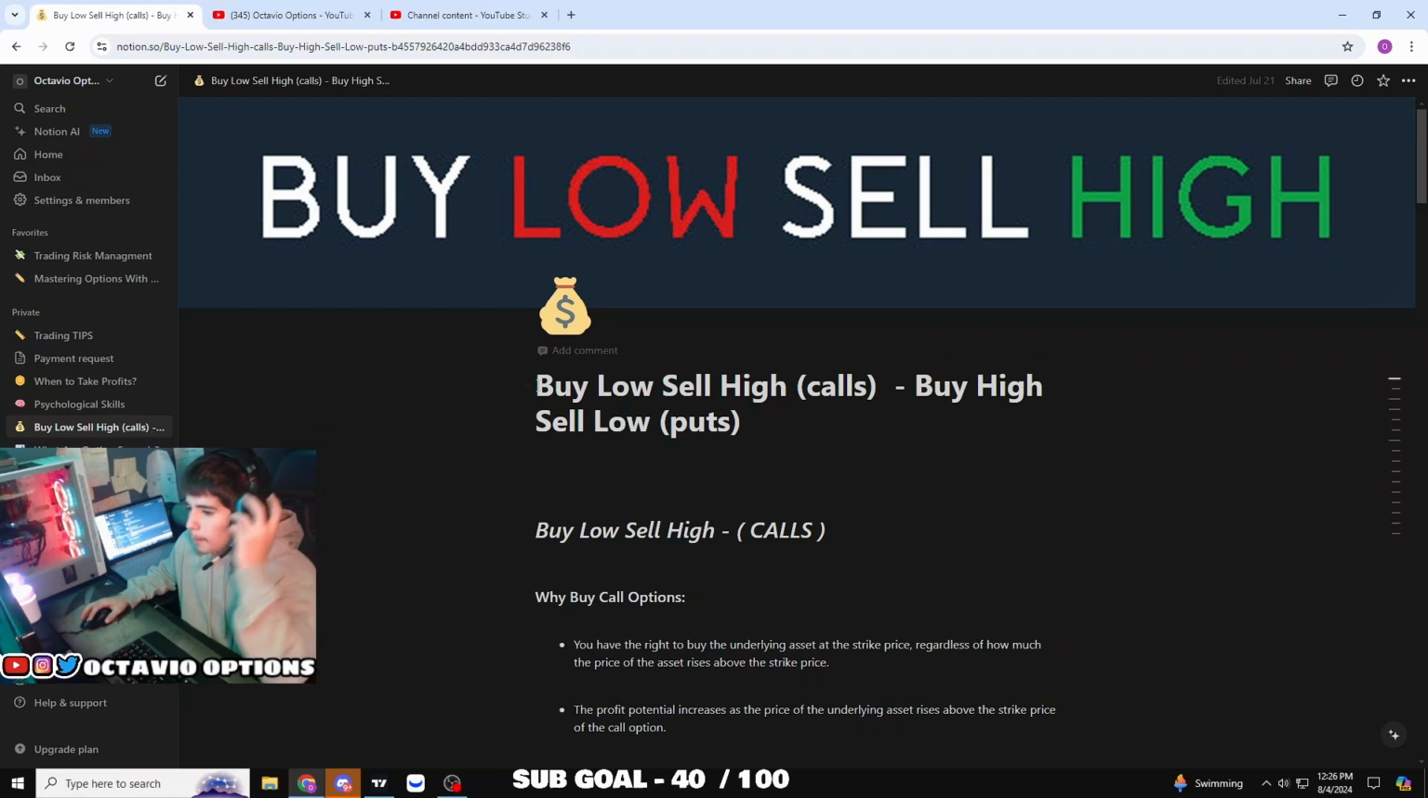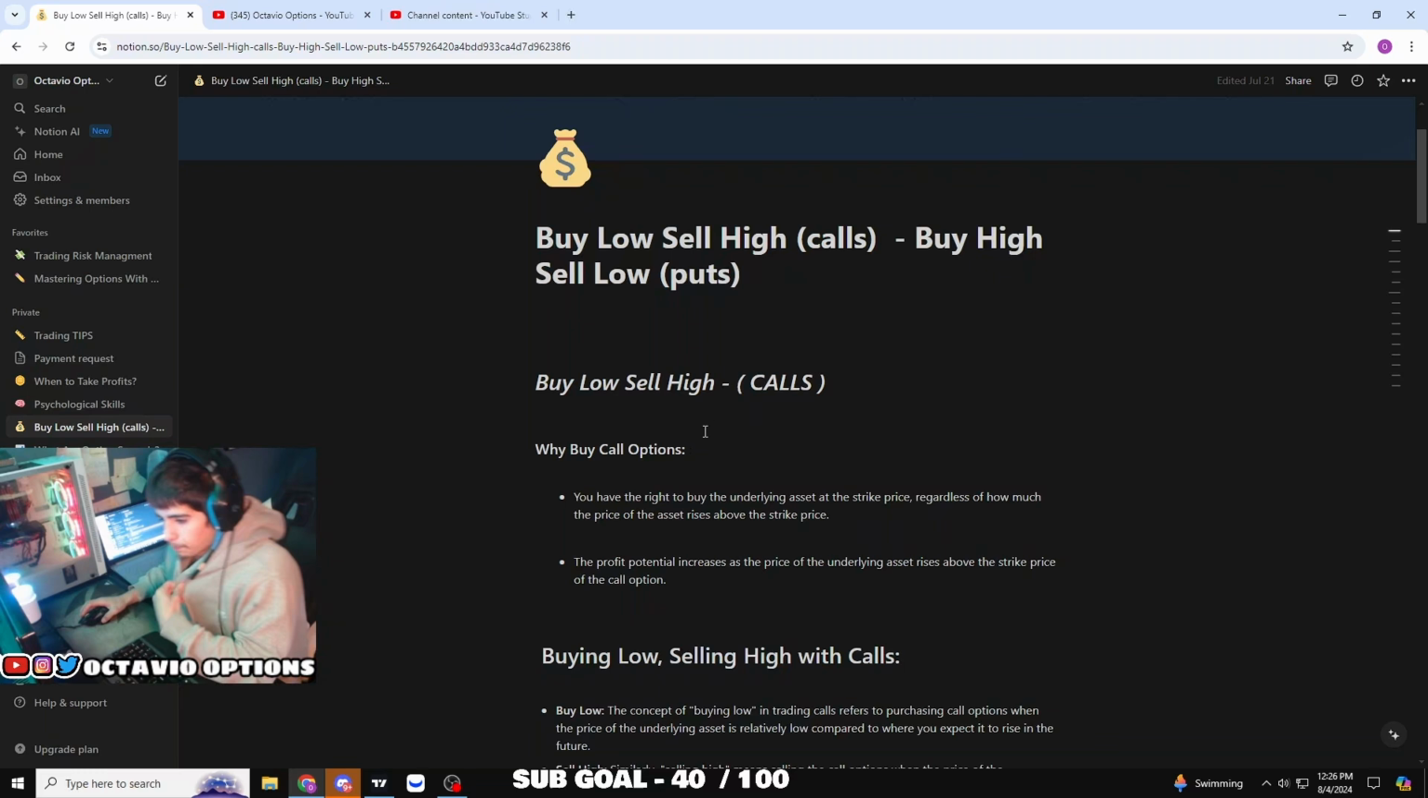Alrighty, so buy low, sell high for calls, buy high, sell low for puts. What you want to think about is buying low and selling at that high, collecting the premium from that low to that high. Just think about it like that. And for puts, you'll be buying at the high and selling at the low. You collect whatever spacing is in between as premium. That's for puts, right? Just think about it like that. Okay.